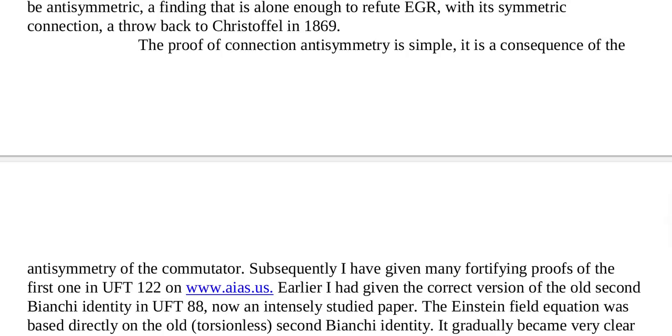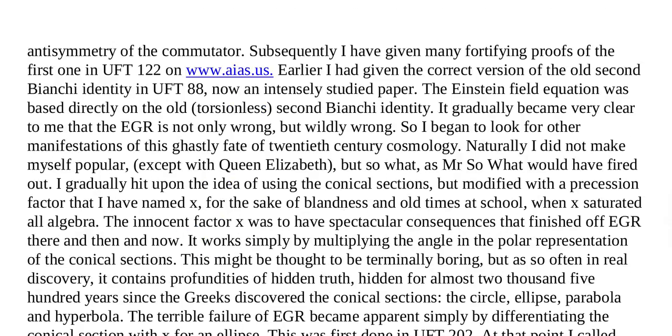Essay 65, Part 6. The proof of connection antisymmetry is simple. It is a consequence of the antisymmetry of the commutator. Subsequently, I have given many fortifying proofs of the first ones in UFT 99 and 122 on AIAS.us. Earlier, I had given the correct version of the old second Bianchi identity in UFT 88, which has been read hundreds of thousands of times without objection.